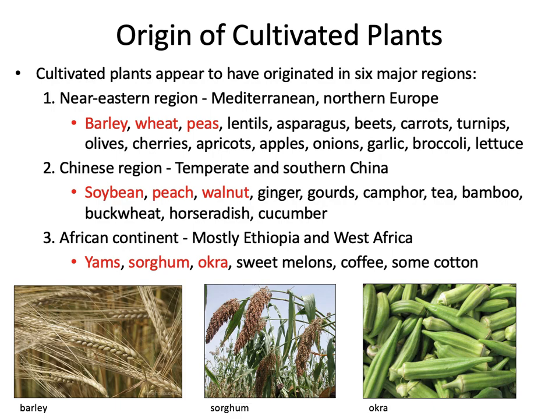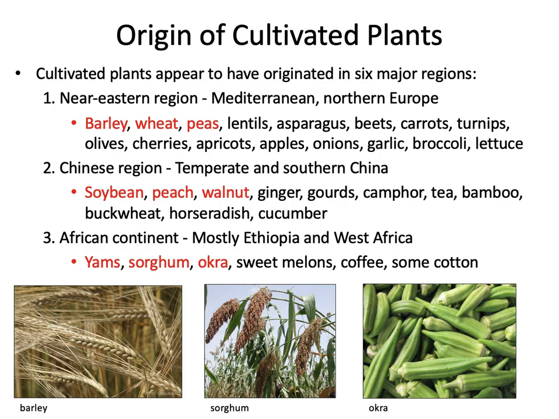In Mediterranean regions in Northern Europe, we have things like barley and wheat, both of which are very important grains. Also peas, which are legumes, and a variety of other crops, including lentils, asparagus, beets, carrots, turnips, olives, cherries, apricots, apples, onions, garlic, broccoli, and lettuce are all from the Mediterranean regions.